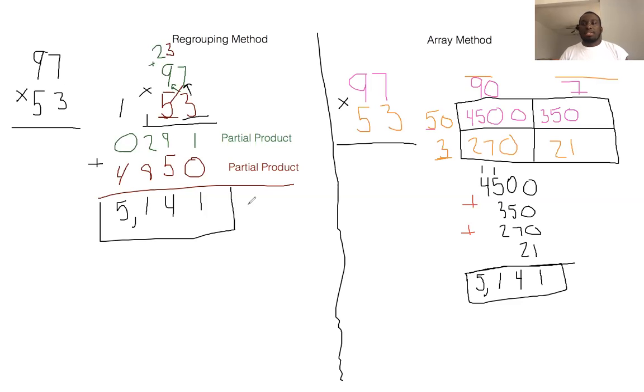Yes? So those were my 2 examples, giving you both the regrouping method and the array method. Do whatever method works the best for you. If you know all of your multiplication facts, go ahead and try the regrouping method. If you need that visualization chart or you need to physically see the numbers broken down smaller, then go ahead and use the array chart. They're both going to lead you to the same answer.